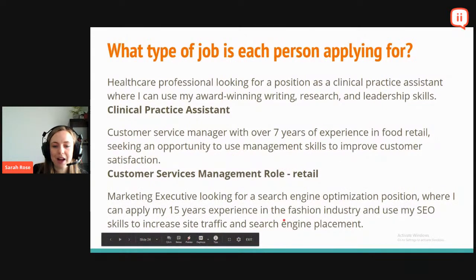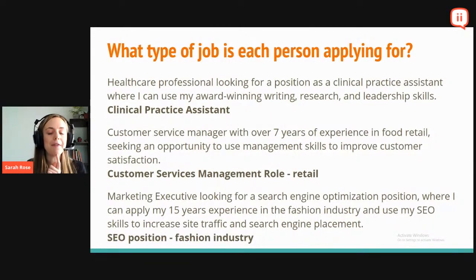SEO position, fashion industry. Okay. Oh, I think I made a mistake in my slides. Sorry. But if we look here, why is it fashion industry? Marketing executive looking for a search engine optimization position. Well, I can apply my 15 years of experience in the fashion industry and use my SEO skills to increase site traffic. So they want an SEO position and they mention their fashion industry experience.